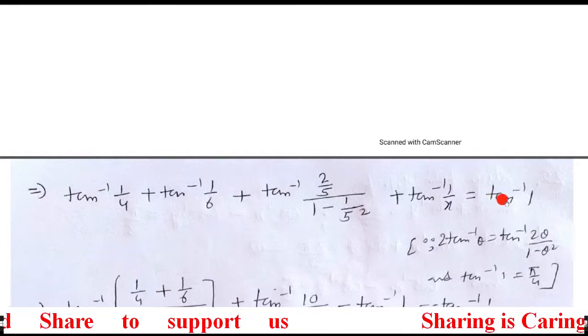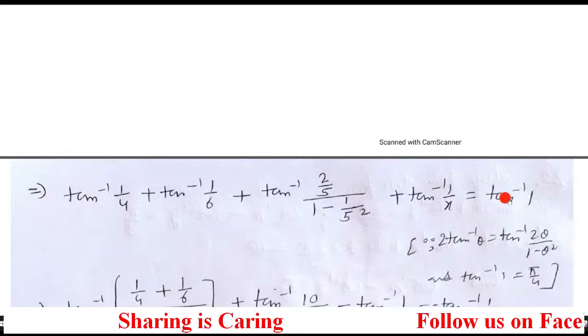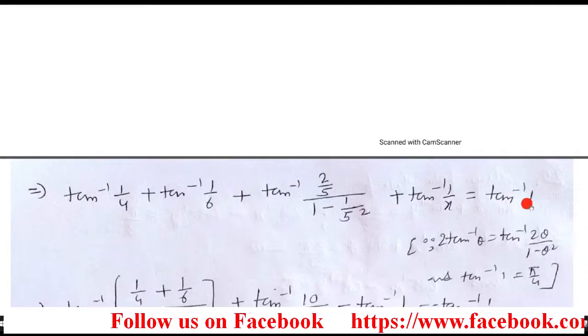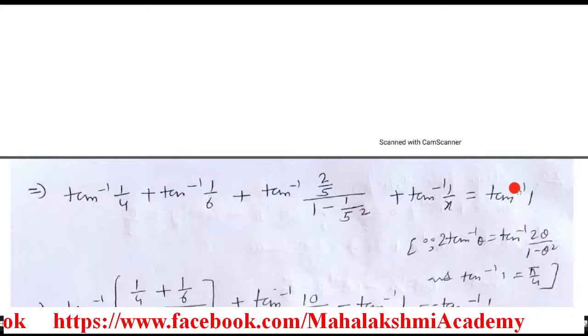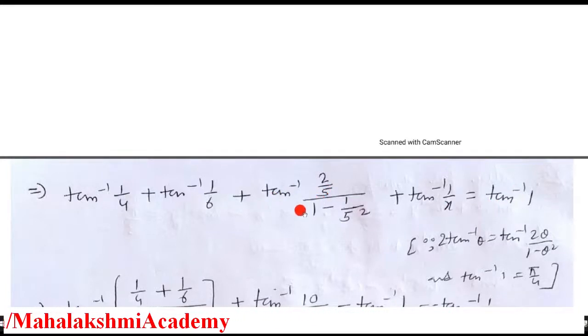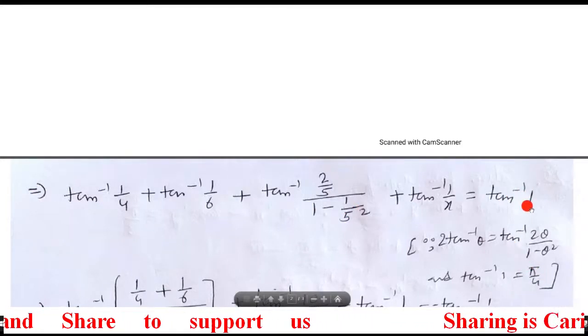You can see in the question, we had 5 by 4 here, and you know tan inverse 1 is the value of 5 by 4, that's why I replaced 5 by 4 by tan inverse 1. And instead of 2 tan inverse 1 upon 5, I used the formula of 2 tan inverse theta, that is tan inverse 2 theta upon 1 minus theta square.